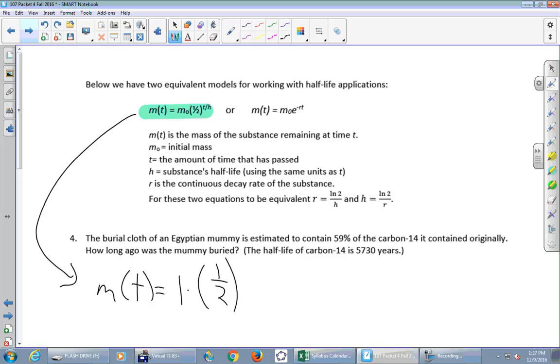Times the rest of the formula, 1/2 to the t over h. Always 1/2 for any half-life problem. T is just time, divided by h. H is defined up here. It's the substance's half-life. What is the half-life for carbon-14? 5,730.